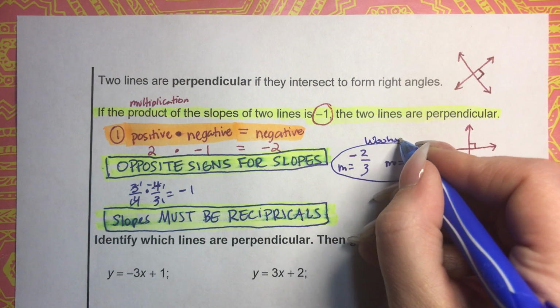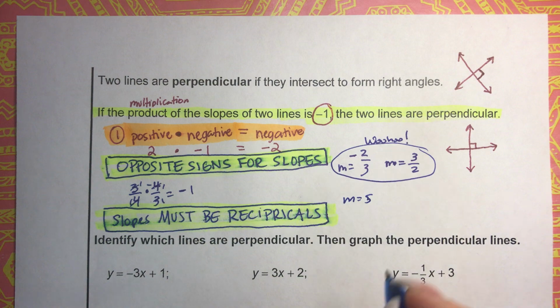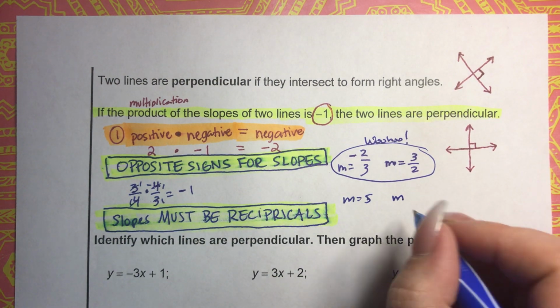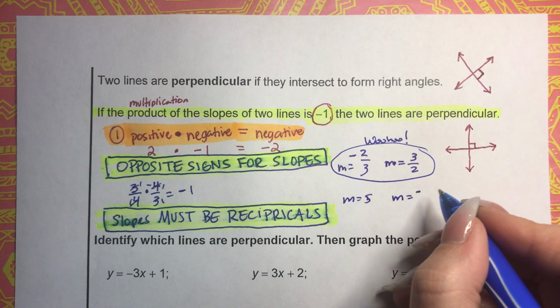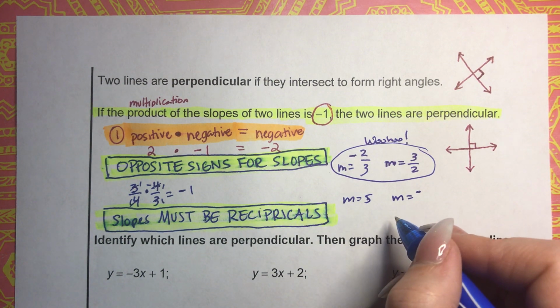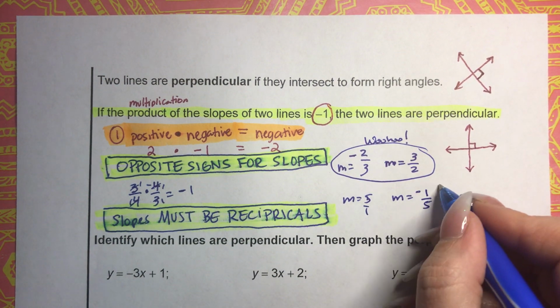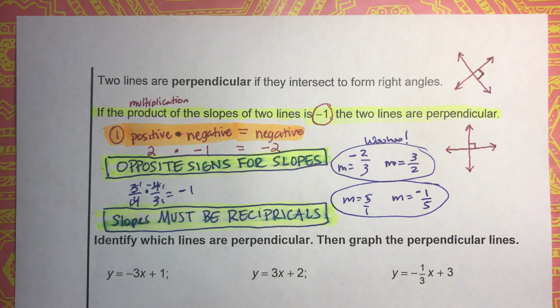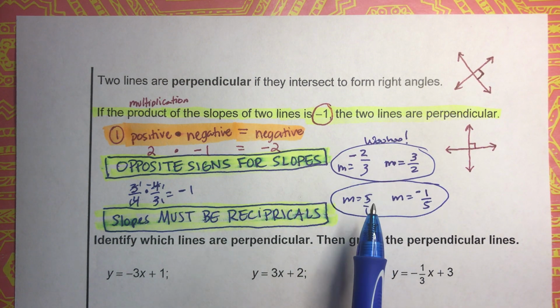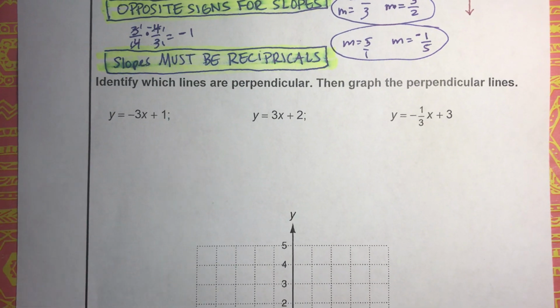Woohoo! What if we had the slope equal to 5? That one's tricky, because what's the reciprocal of 5? This is positive, so our slope would have to be negative. But what do we know about 5? 5 is the same thing as 5/1, so the reciprocal would be 1/5, with a negative sign. If those were the slopes of two lines, they would be perpendicular, because if you multiplied those two numbers together, you would get -1. All right, perfect. Let's go ahead and look at our first example.